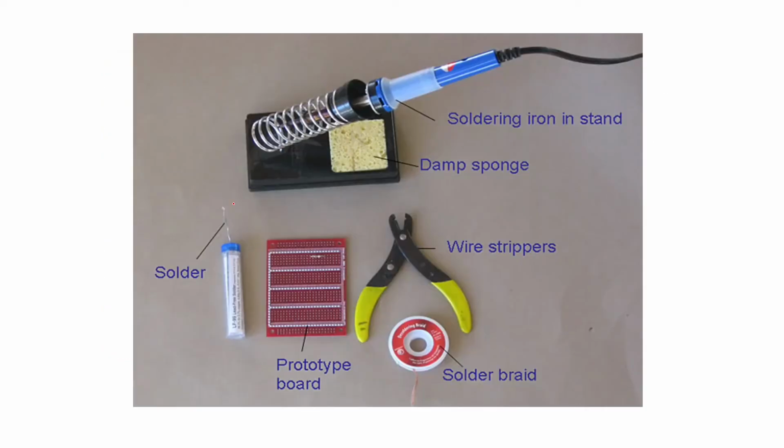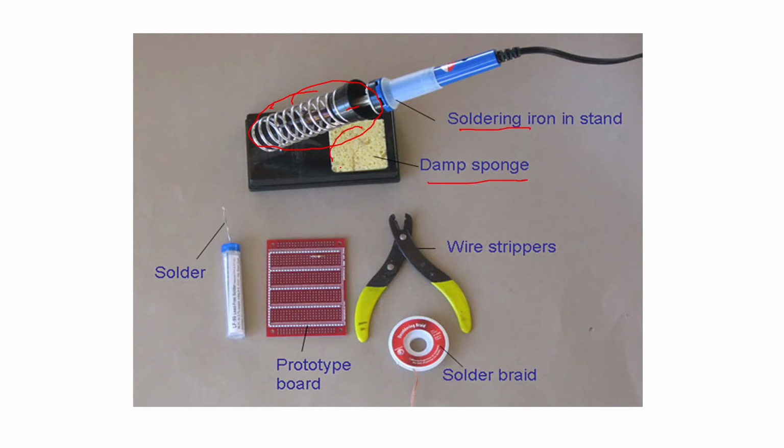Then you can see a complete setup over here where you can see a soldering stand. This is a soldering stand in which you can keep your soldering iron because it is hot. You can keep it in this soldering stand so that nothing else can be damaged by it. So this is your soldering iron in the stand. This is your damp sponge.